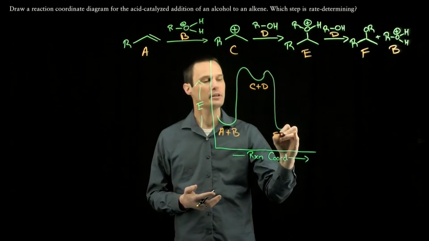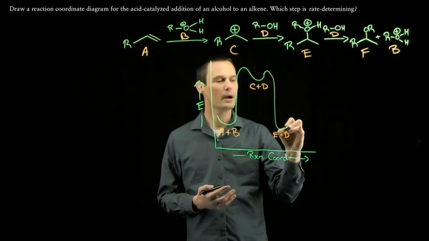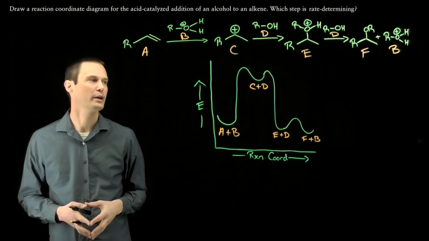That protonated oxygen E will react with another equivalent of the alcohol D to form our neutral final product F and regenerate our catalyst, the protonated alcohol B. This is the reaction coordinate diagram for this reaction.